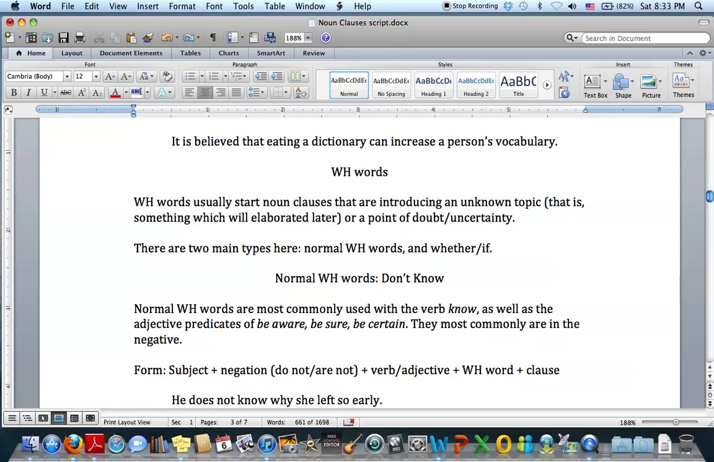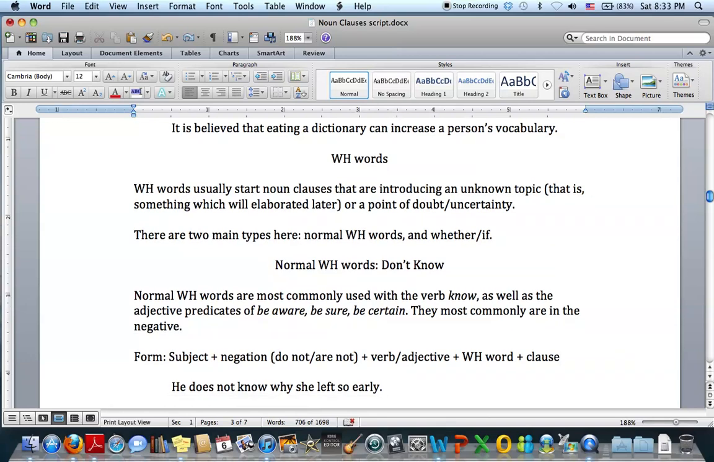Now, I said clause right here. I didn't say sentence. The reason I didn't say sentence is because the reason we have a WH word here is because it substitutes for some part of the clause that comes after it. I'll say that again. The WH word substitutes for some piece of the clause that comes after it. Now, do you understand what that means? My guess is probably not. Let's take a look at it.